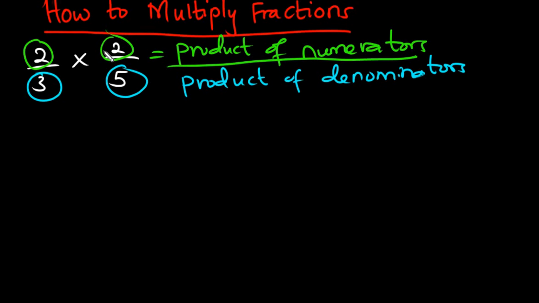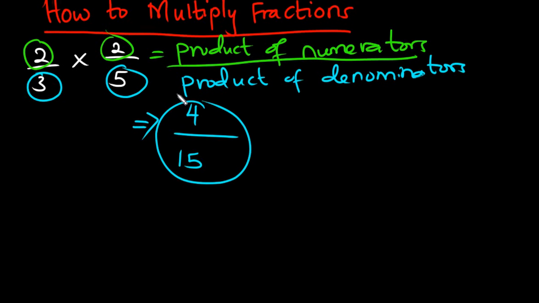So for this one, when you multiply the two fractions using this process that I've just shown you, you multiply the numerators 2 by 2, it's going to be 4, and then the denominators 3 by 5, it's going to be 15, and that's the final answer. It's as simple as that.